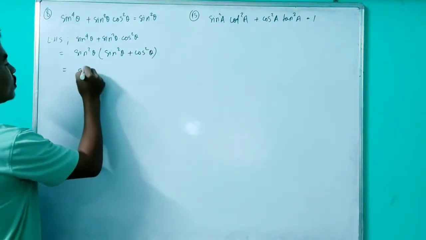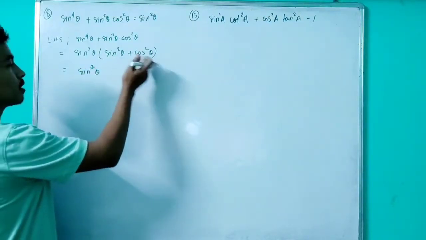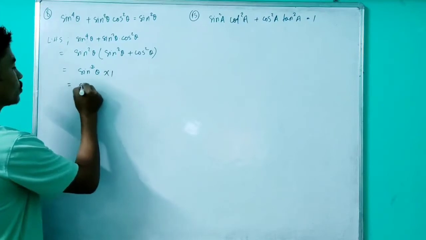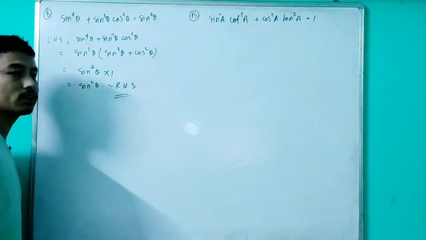Okay, so this equals sin square theta. Just now we have learned the formula that sin square theta plus cos square theta is 1. So it equals sin square theta, which is equal to the right hand side. Hence proved. Okay, so it's very simple.